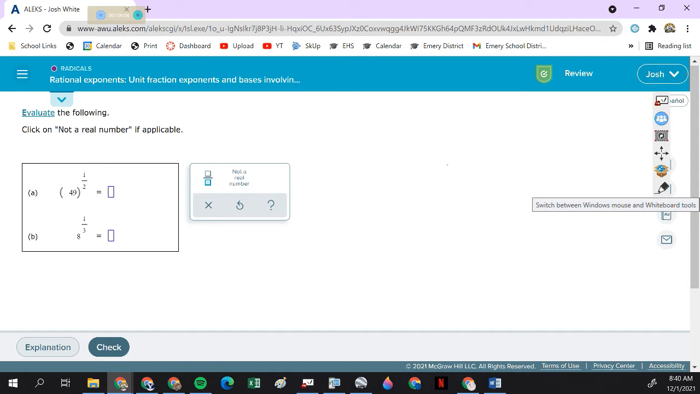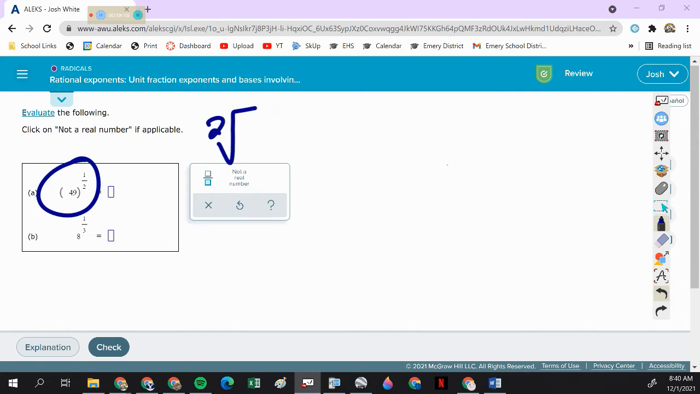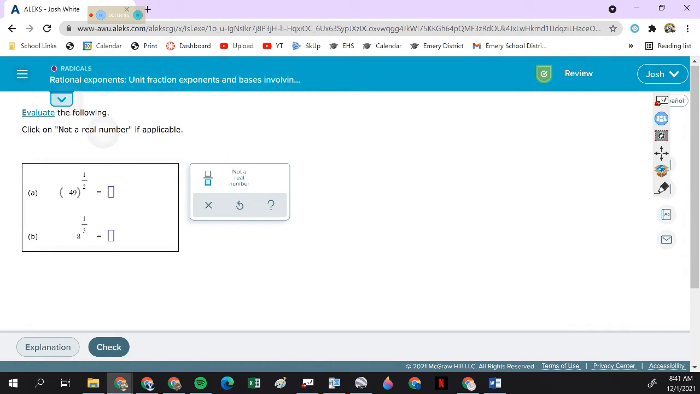Okay. So here, that would be the square root of negative 49 to the 1st. That is not a real number. It's an even root, and we have a negative on the inside. So it would be 7i, but it just wants you to hit the not a real number button. Okay, B, the 3rd root of negative 8 to the 1st. Negative 2. No i's there. All right, and then the last one.